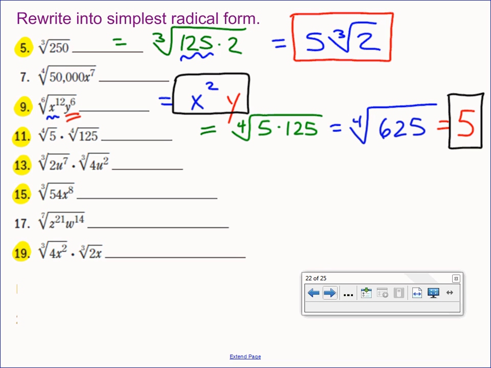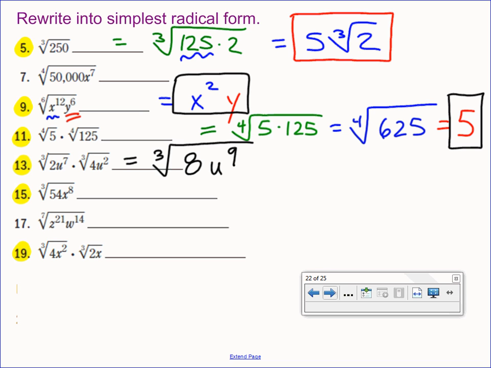All right, 13. Again, 2 is not a perfect cube. 4 is not a perfect cube. Let's go ahead and rewrite this using the product property as a single radical, and then we'll reduce secondly. I know some of my powers are going to reduce too, but let's write it as a single cube root first. So inside, I'll have 2 times 4 is 8. Inside, I'll have u to the 7th times u squared is u to the 7 plus 2 is u to the 9th.